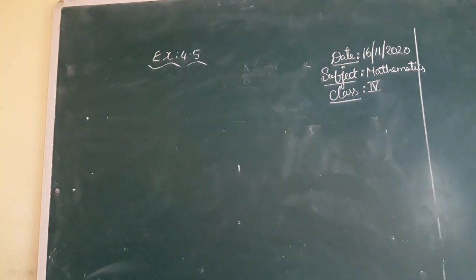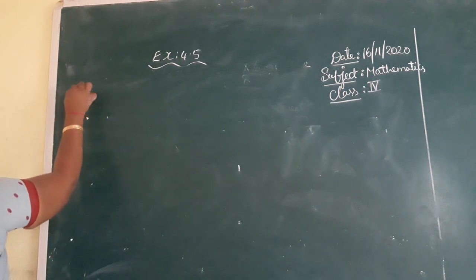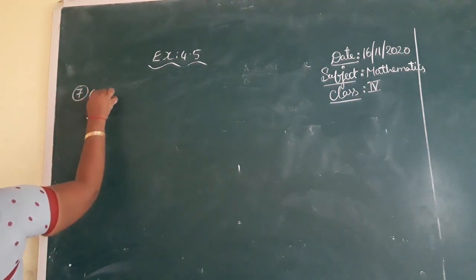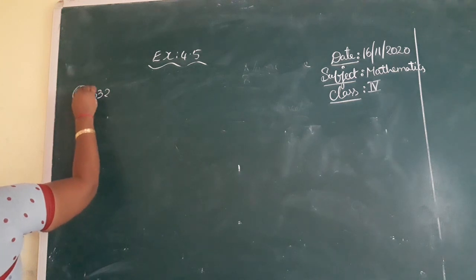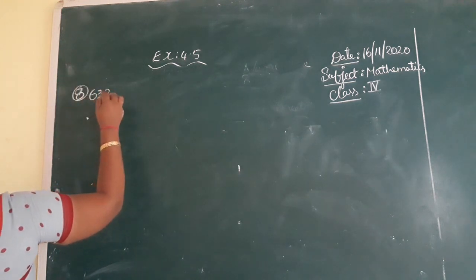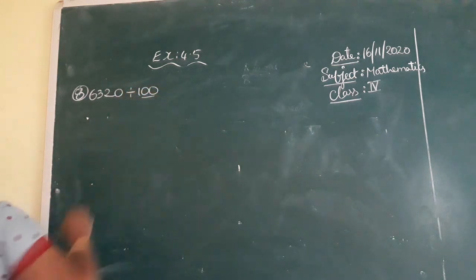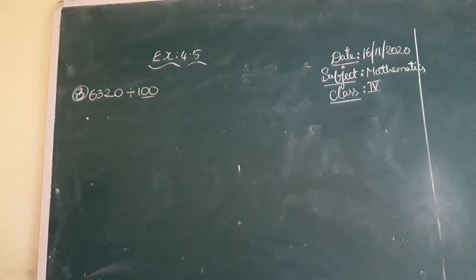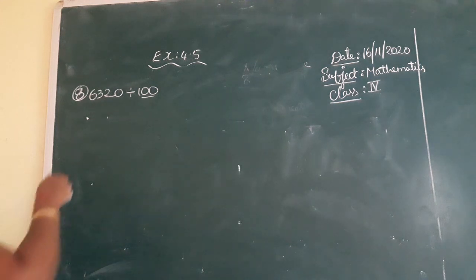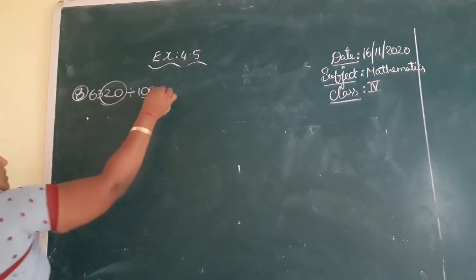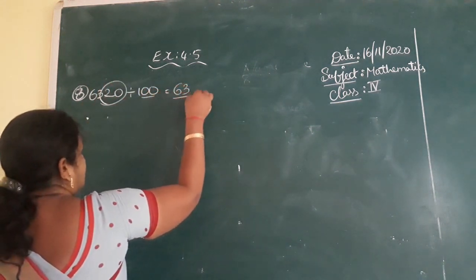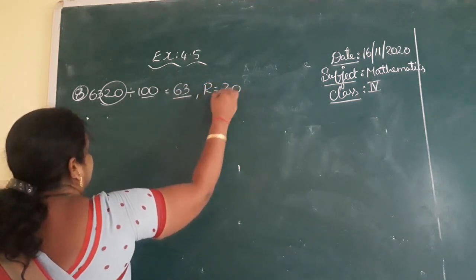See the next one, children. Eighth one, 6320 divided by 100. Now we are dividing with 100. So circle 2 place values, ones and tens. So what is left? 63 as quotient and remainder as 20.